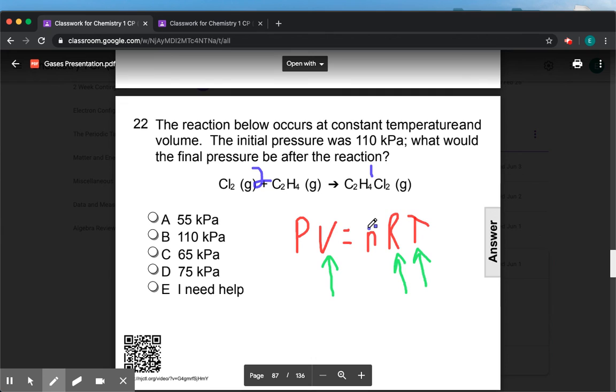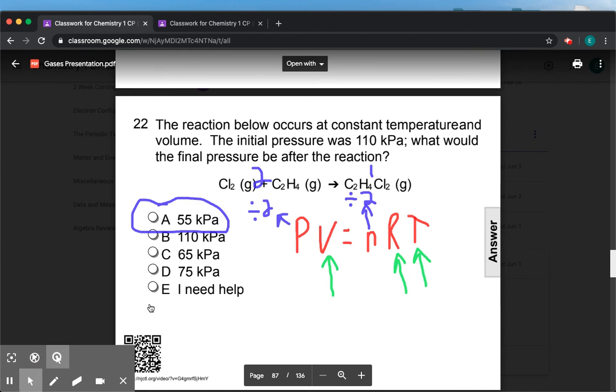Okay. So what's happening to my moles after the reaction? I'm getting half the amount of moles. So to keep the equation equal, because remember the left side and the right side have to be equal, if moles is getting cut in half, what has to happen to my pressure to keep it equal? That also has to get cut in half. So what is my final answer? Half of 110 is 55.